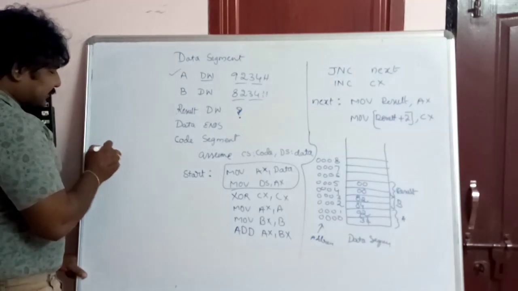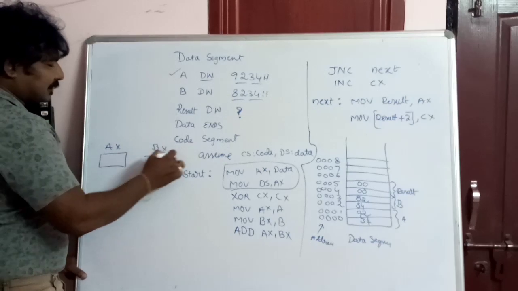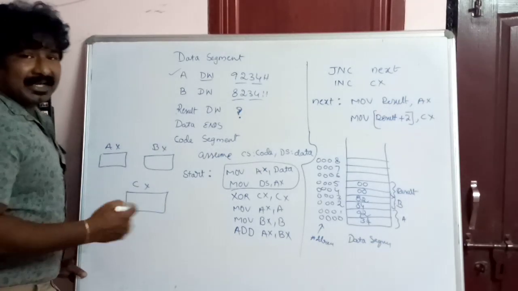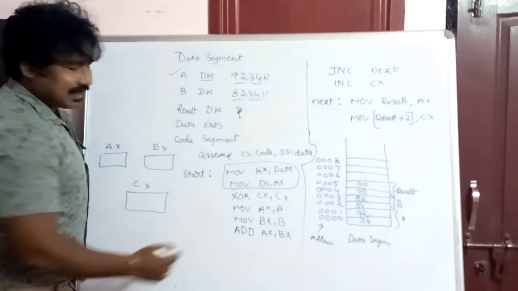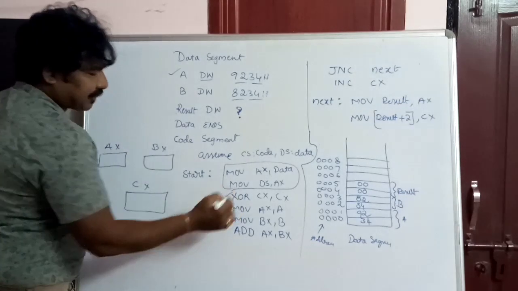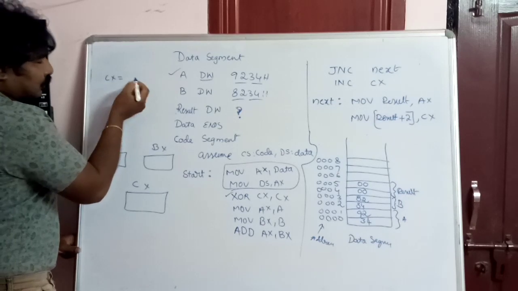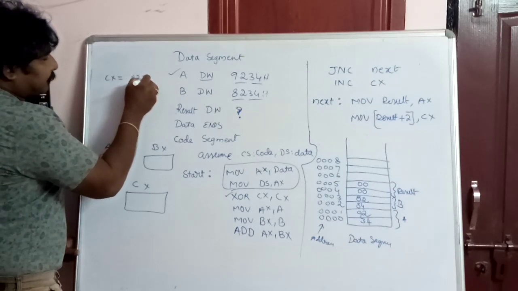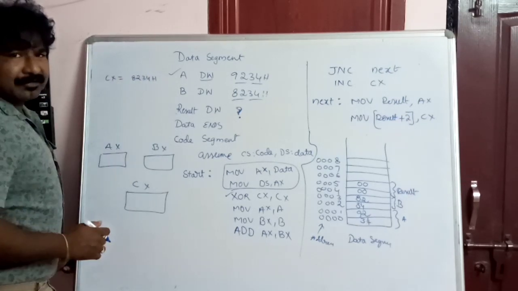So there are 3 registers: AX, BX and CX. I have cleared the contents of CX using exclusive OR CX. For your clarification, I am just performing that. If CX has a value something like 8234H, just imagine that CX is having 8234H.